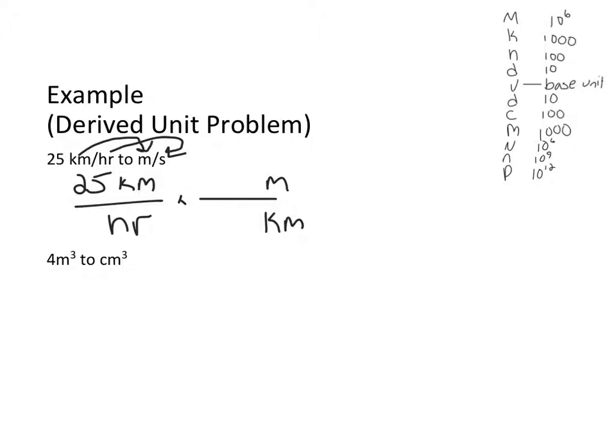If I check the list in the top right-hand corner of this screen, kilometers is higher than meters, so I'm going to put a 1 next to kilometer and 1,000 next to meters. Kilometers cancel, and I've converted the first unit. So now I have to take care of this hours part. So we're going to do that in a completely separate conversion over here.